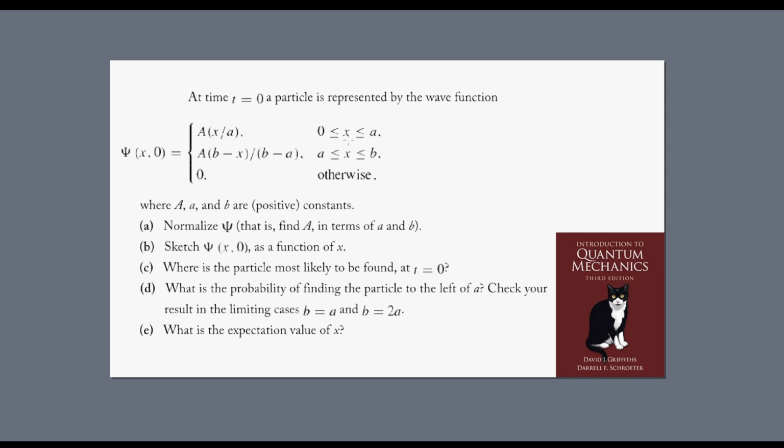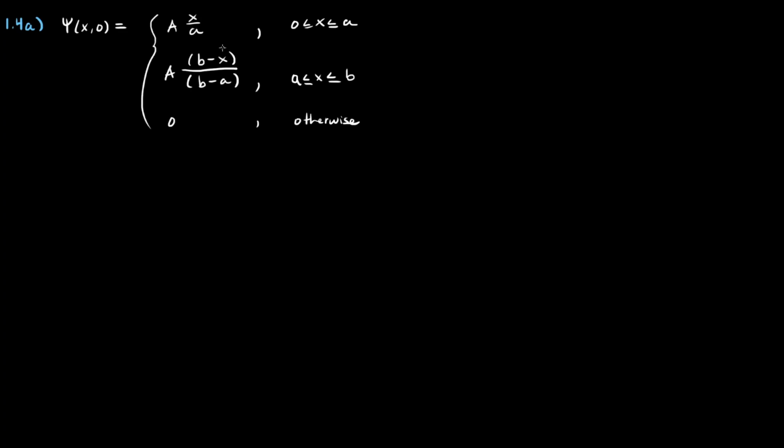Hi, in this video we're going to learn how to solve problem 1.4 in the Griffiths and Schroeter Introduction to Quantum Mechanics, 3rd edition textbook. Problem 1.4a asks us to normalize this wave function, which is described by this piecewise function. And in order to do that, we have to find this constant big A.